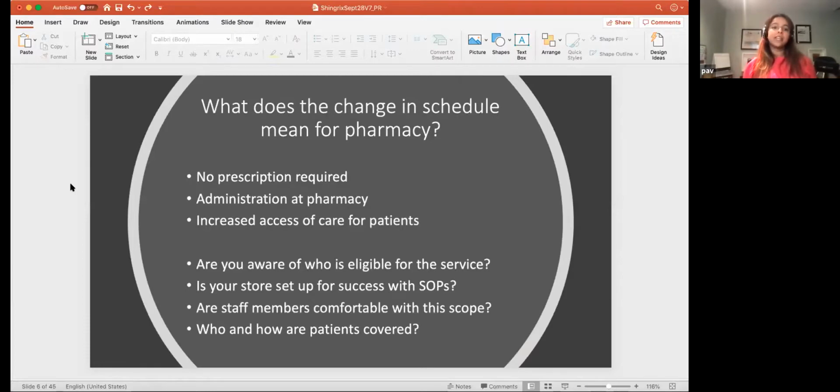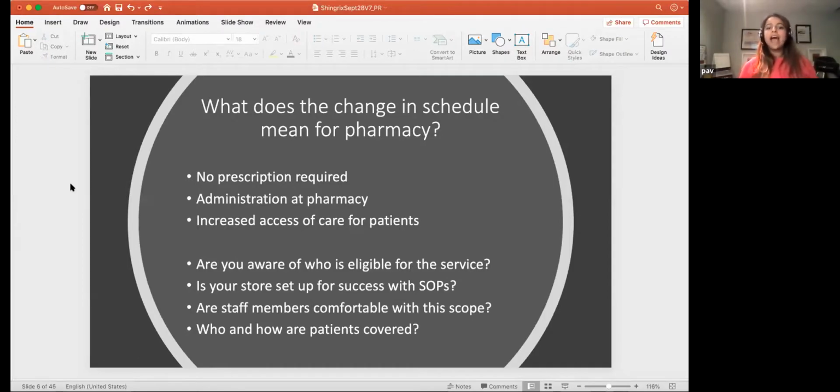What does the change in schedule mean for pharmacy? Of course, as Ruth had mentioned, some of the high-level technical things: no prescription is required for the shingles vaccine anymore. So it is Schedule 2. You can dispense it without a prescription. And obviously, you can administer it at the pharmacy. That's something that we've had a scope to do.